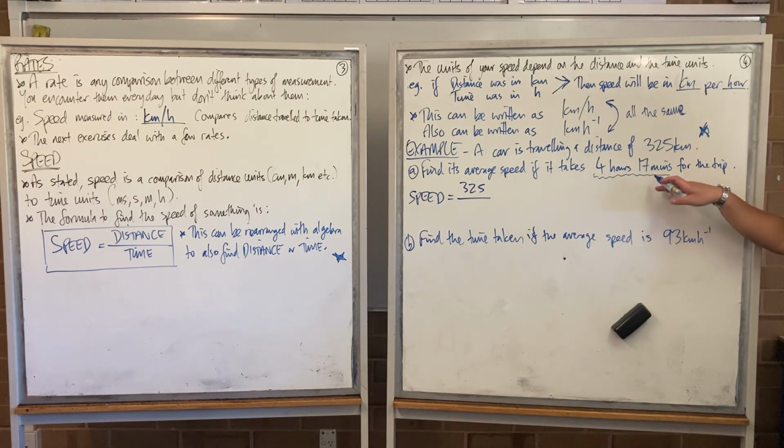We need to either convert it to hours or into minutes. We know that it's 4 hours, but 17 minutes, can I just write 4.17? Is that going to be correct? Can someone explain to me why 0.17 isn't correct for 17 minutes?